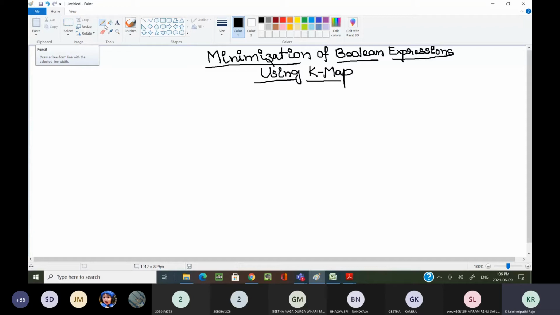We have solved some examples on 3 variables. Now, if it is a 4 variable expression, how are we going to solve it? 4 variable K-map, that we are going to learn in today's session.